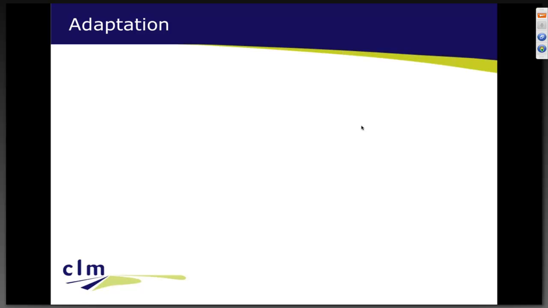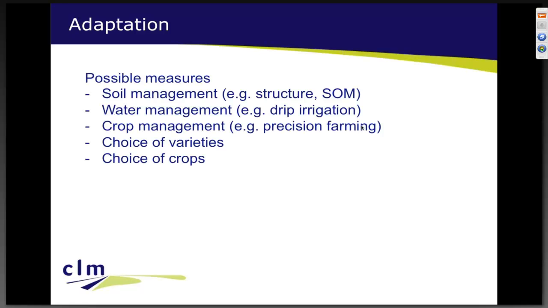Adaptation, so adapting to climate change, means taking measures like soil management, water management, crop management, choosing varieties, and the choice of crops. Sounds very logical, but the latter one, the choice of crops, is an interesting one, because there's still a lot of habit in putting crops where they don't belong. Farmers who put potatoes in waterlogged land where they can hardly harvest it, or farmers who grow cotton in places where there's hardly any water.